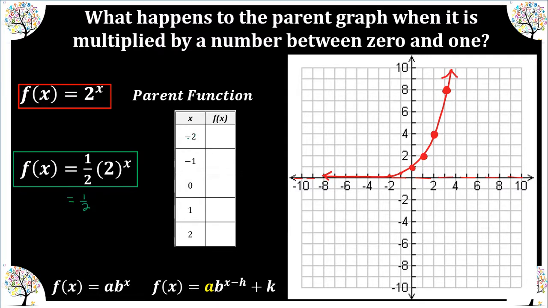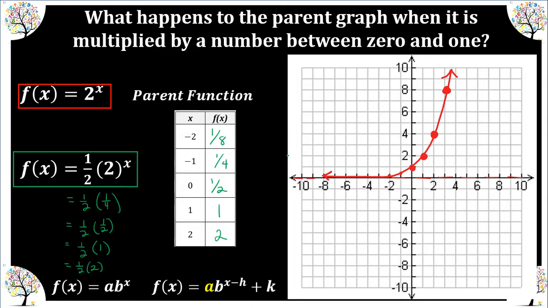When we plug in -2 for x, we get 1/4. This gives us 1/8. When we plug in -1 for x, we get 1/2. 1/2 times 1/2 is 1/4. When we plug in 0 for x, 2 to the 0 is 1, we get 1/2. When we plug in 1 for x, we get 2. 1/2 times 2 is 1. And then 2 squared is 4, and 4 times 1/2 is 2.